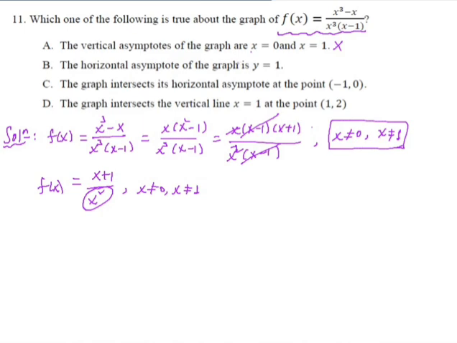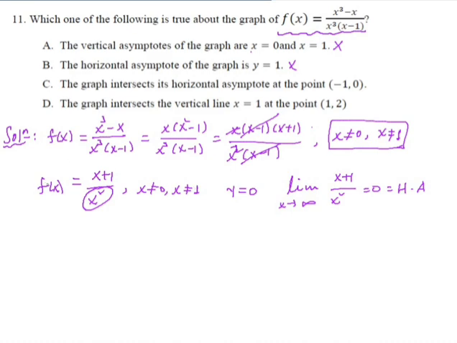The horizontal asymptote of the graph is y equals 1. The horizontal asymptote is y equals 0. So the statement in B is wrong. Or you can calculate the limit of the given function x plus 1 over x squared as x approaches infinity. This is 0, which is the horizontal asymptote for the graph.